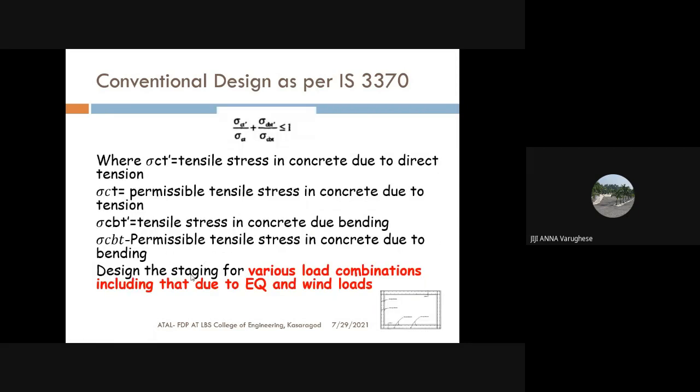And assume that it is an elevated water tank, we can apply the various load combinations which are given in IS 456 as well as IS 1893, and we can design the staging also for the combination of earthquake load as well as wind load. This is all about the non-seismic design of water tank.